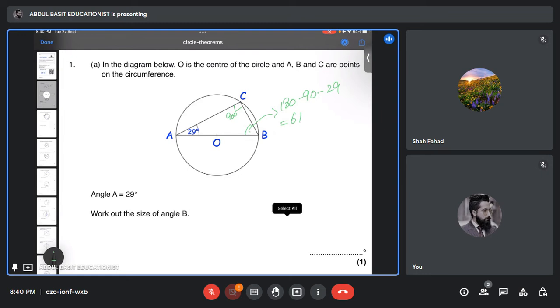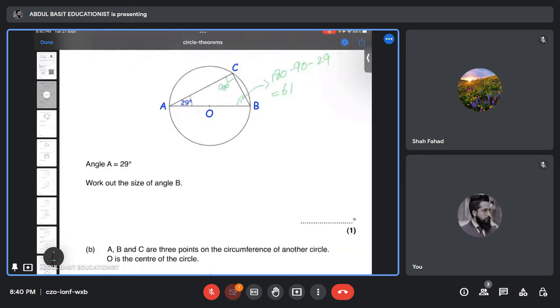So work out the size of angle B. So this is the working, that 180 minus 90 minus 61. So the answer is 29.